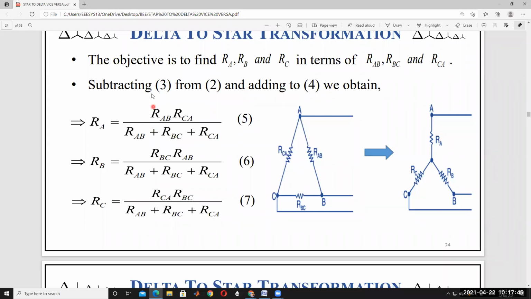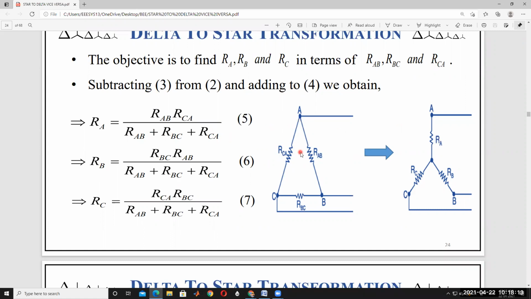Delta to star transformation. This resistance in the star is called RA. RA is the multiplication of two adjacent resistors divided by the addition of all resistors. Multiplication of two adjacent resistors by the addition of all resistors is called the star equivalent.